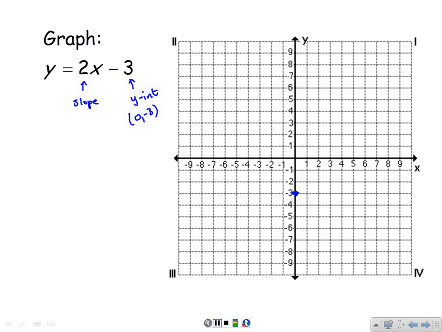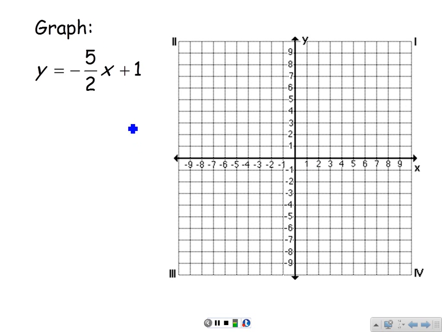And then from the point that I just graphed, we're going to use our slope of 2 over 1. If it's a whole number, just put it over 1. So we're going to rise 2 and run 1 and put another point here. And then just draw your line. So if it's in slope-intercept form, all you have to do is plot your y-intercept and then use your slope. And if it's a whole number, put it over 1. So you'd rise 2 and run 1.